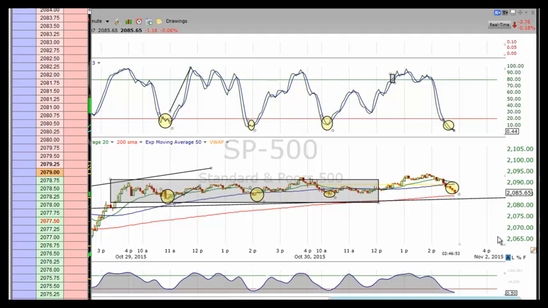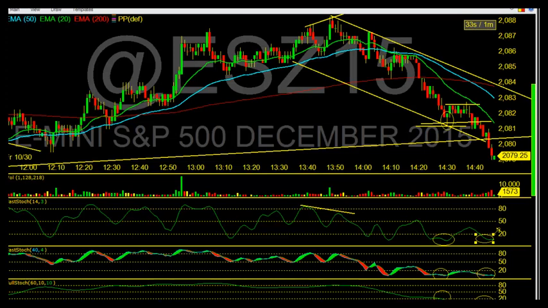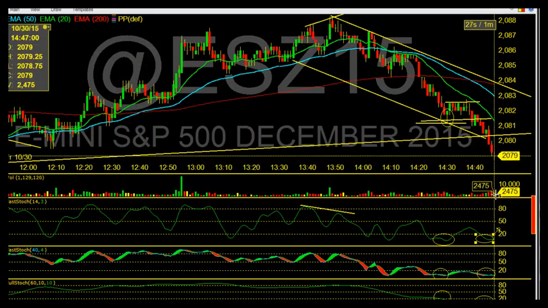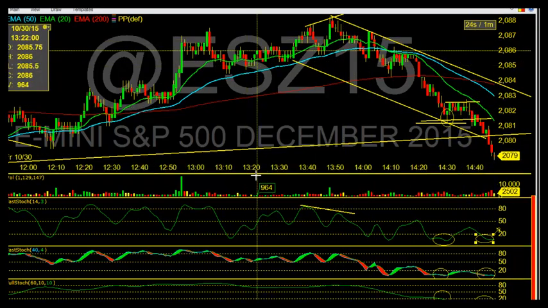Take one more look here at the cash. You have the 200 period moving average right underneath us. Let it keep on coming down. All right, so because we're breaking down here, we're extended, it's going to be harder on the timing here. 5-minute is set up.